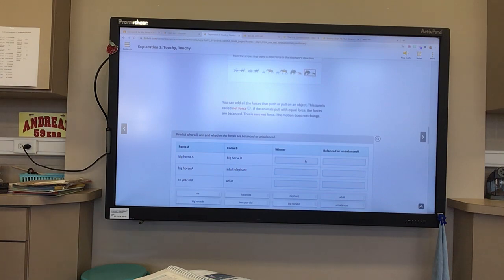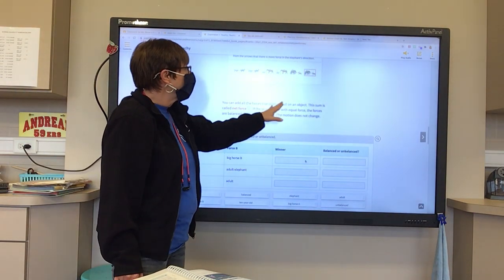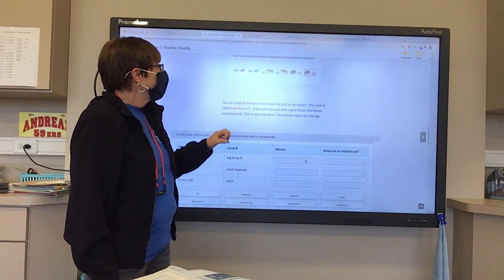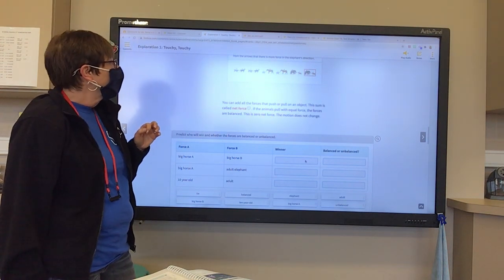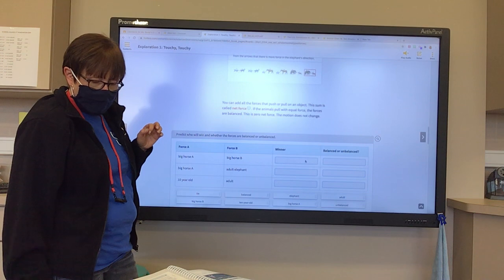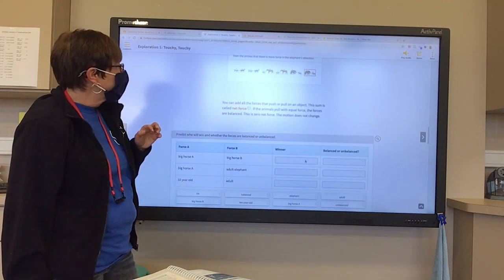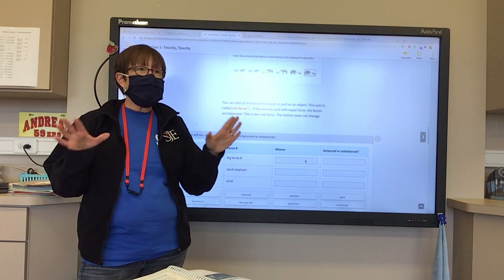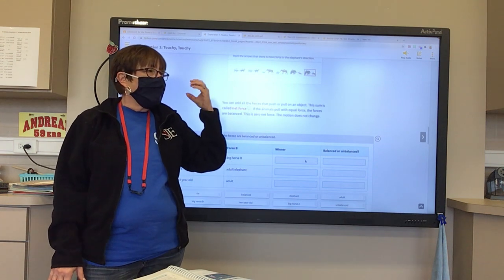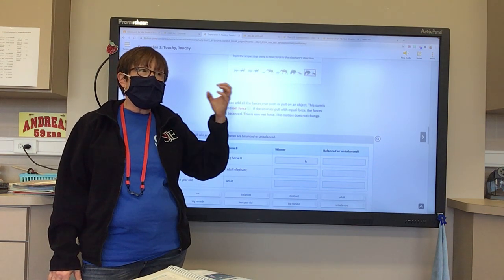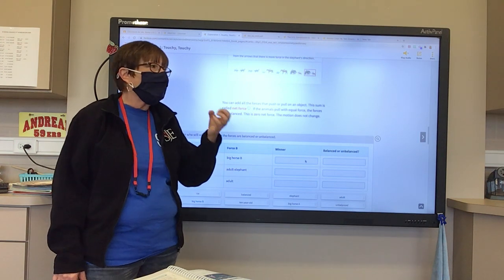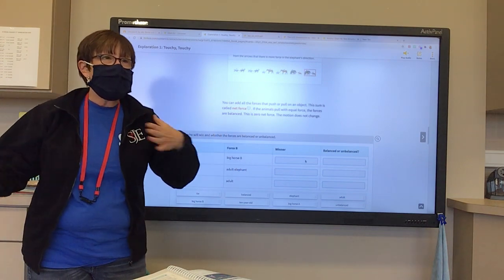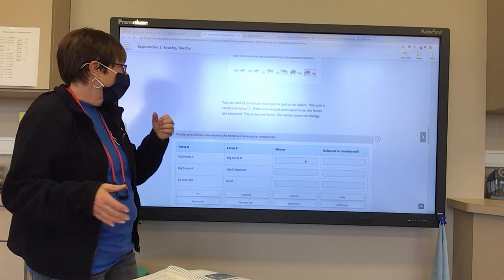So, you can add all the forces that push or pull on an object. This sum is called net force. If the animals pull with equal force, the forces are balanced. This is zero net force. The motion does not change. So if it's the same, it's zero net force and motion will not change. So if force A and force B are both pulling at 40, that's zero net force, and motion's not going to change because nobody's going to win that. They're pulling at the same amount of force.